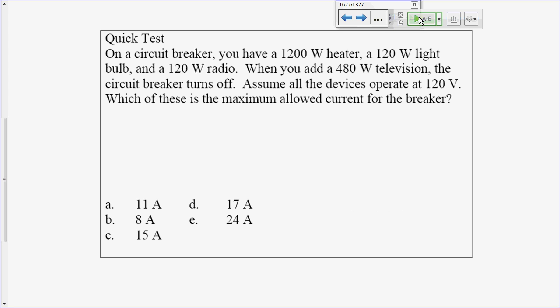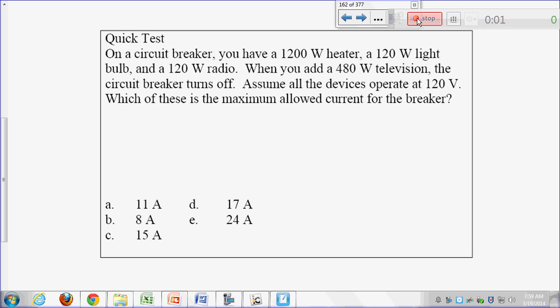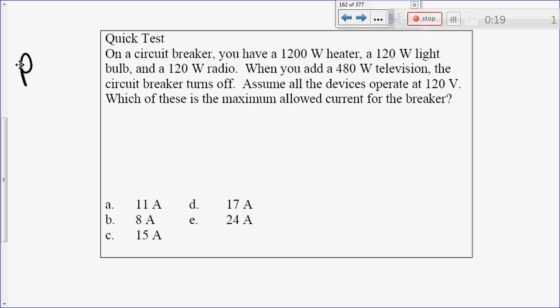This is a little calculation. So here, on a 120 volt circuit, I have these three devices that are operating, and I add a fourth device, this 480 watt television, and the circuit breaker turns off. So I want to know, what is the maximum allowed current for this particular breaker? Now, remind you, the power is equal to the voltage times the current here. And so you need to figure out the current for each device, and then figure out what is the maximum current on that breaker.